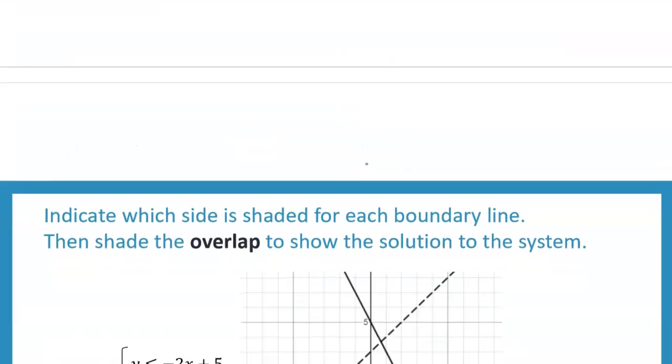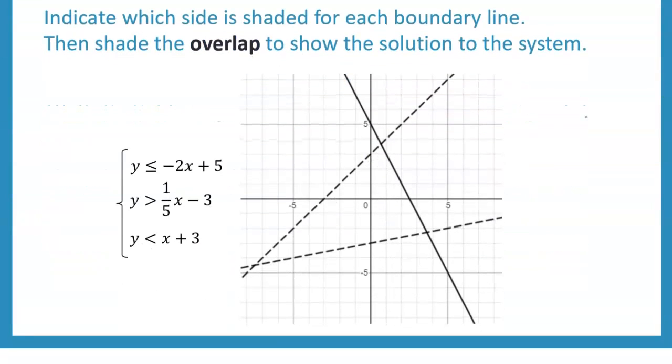Let's try another one. So now we need to indicate which side is shaded for each boundary line. That's nice of them to graph our lines for us already. Now we just need to figure out which side to shade. It says shade the overlap to show the solution to the system. Okay, so I think we're going to need to figure out which line is which. How might we do that? Maybe we can label these like A, B, and C. We'll figure out which line is which over here.